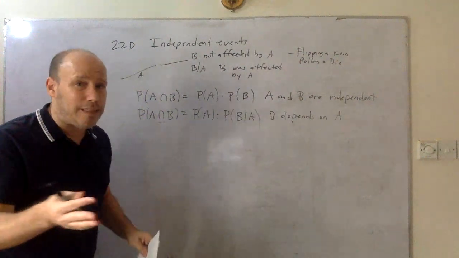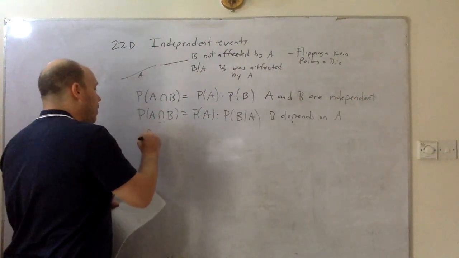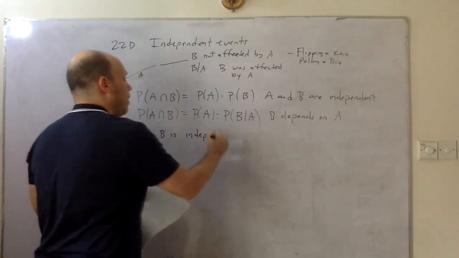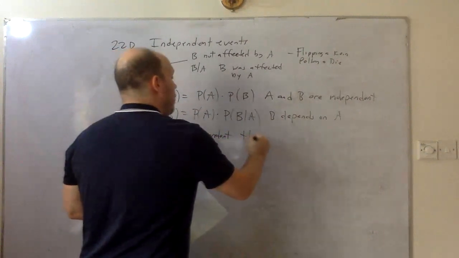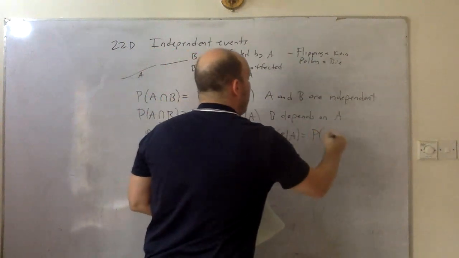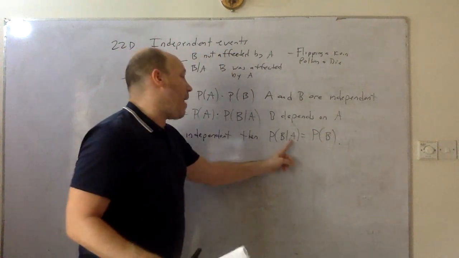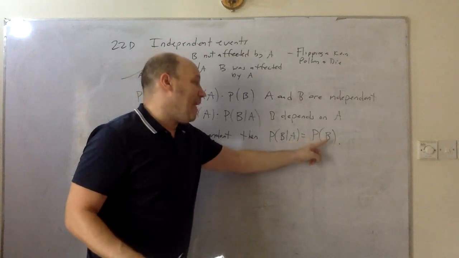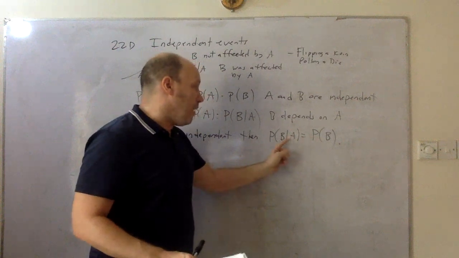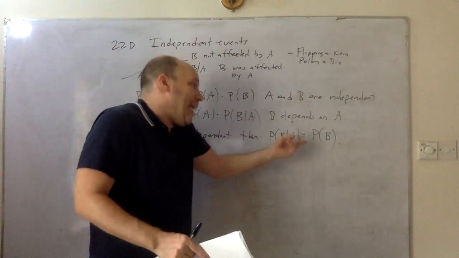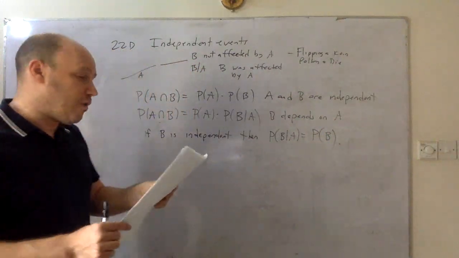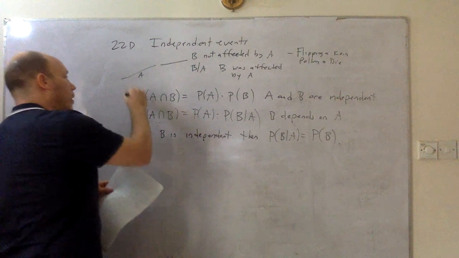Now, the third notation you might see is that if B is independent, then the probability of B given A is equal to the probability of B. This is merely saying it doesn't matter what happened before, it doesn't affect B. So is B independent? If B given that A happens is equal to B regardless, then B is independent. Question from the book. So this is what we're looking for.